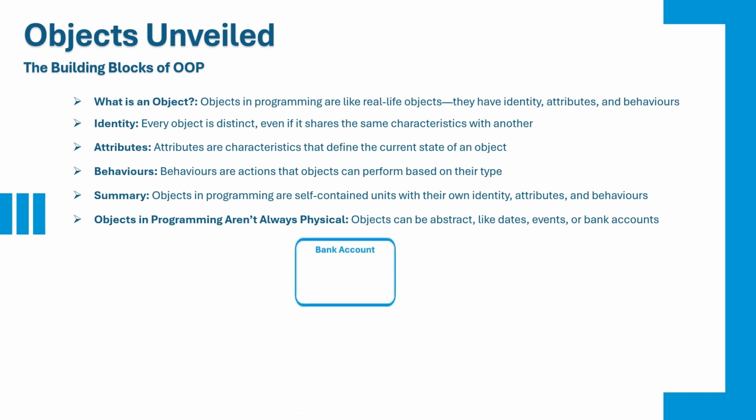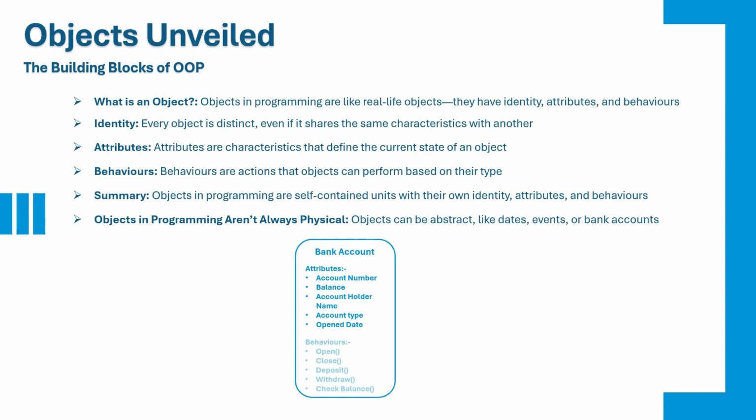Let's take that bank account example. One account is distinct from another. That's its identity. It also has attributes, like an account number, holder's name, and balance. These describe its current state. And then it has behaviors like deposit, withdraw, open, and close. So objects in programming aren't always visible or tangible, but they follow the same rules.